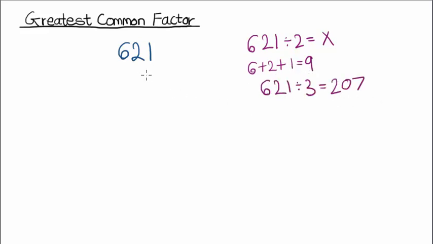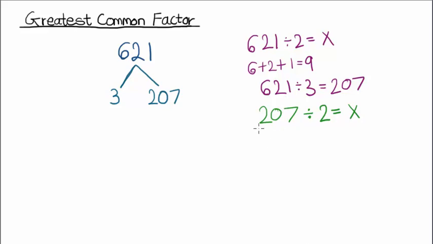So what I do now is I draw a little branch, and on one side of the branch I have the prime factor 3, and on the other side I have the number 207. I know that 207 divided by 2 will not give me a whole number answer. Therefore, 2 is not a factor of 207. But 3 is indeed a factor of 207. I know that this will give me a whole number answer because the sum of the digits of 207 will give me a number that is divisible by the number 3. So 207 divided by 3 gives me 69.